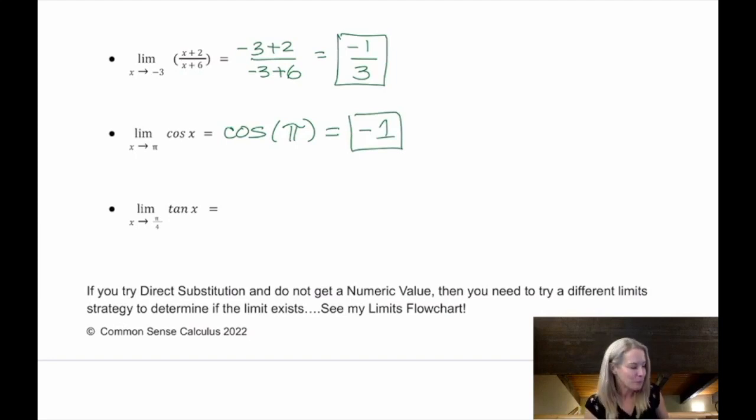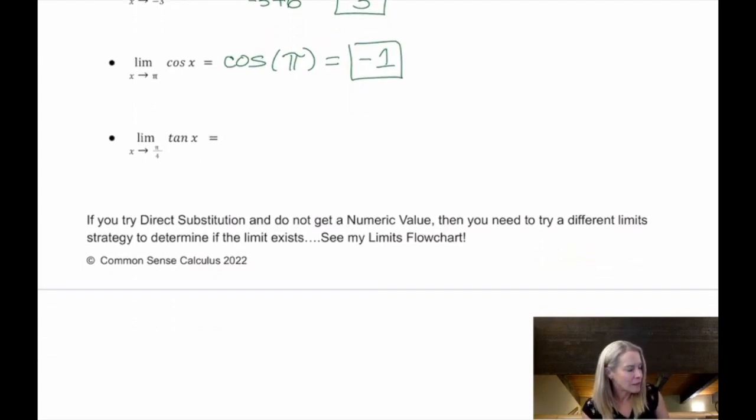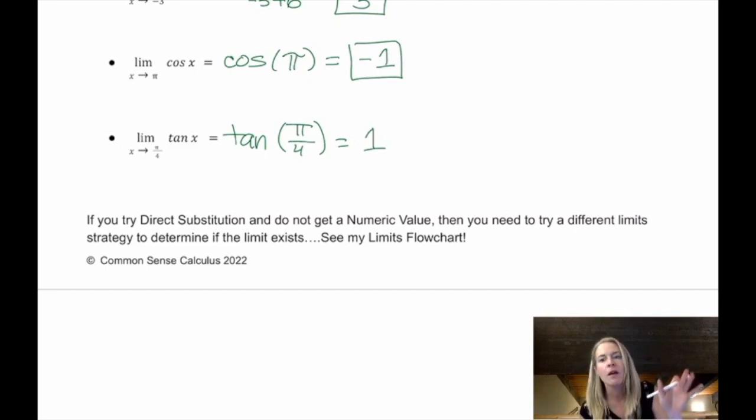It's on my website. And then finally, the limit as x approaches pi over 4 of tangent x. We're literally just going to say what is the tangent of pi over 4, and that, of course, is 1. Again, if that doesn't make sense, check out my videos on the unit circle and trig functions.